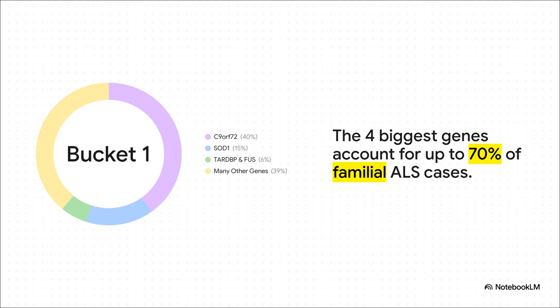And here's our first bucket. These are the big ones, the high-impact genes. A mutation in one of these can all by itself cause ALS. And what's wild is that just 4 of them, C9orf72, SOD1, TARDBP, and FUS, account for up to 70% of all inherited cases. Think about that. A tiny group of genes with a massive, massive impact.